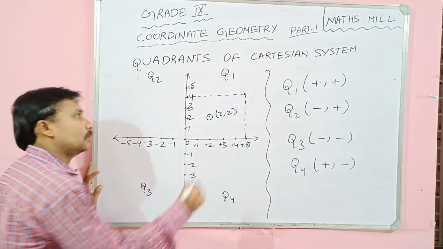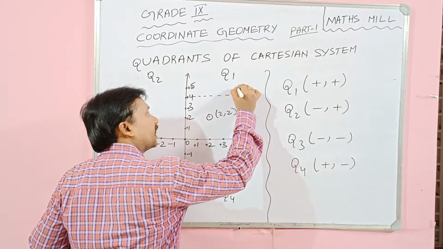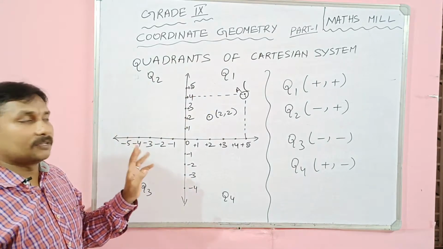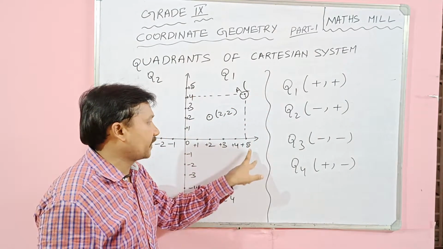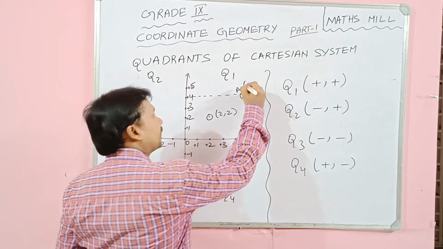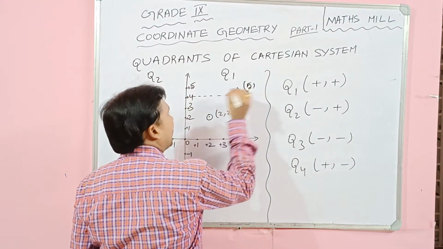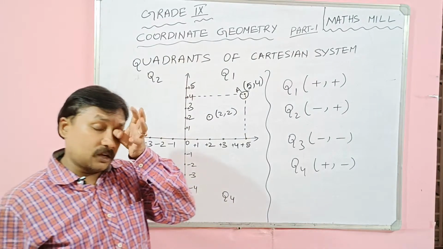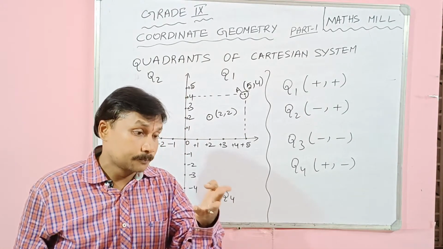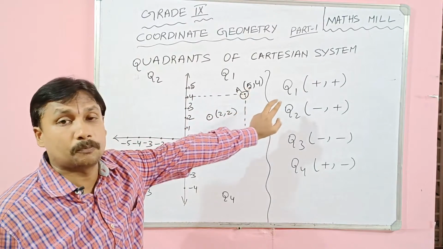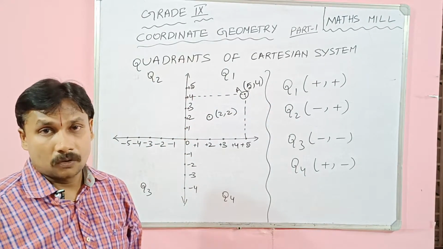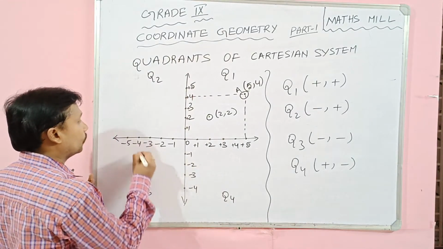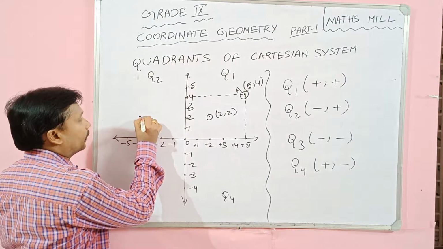This is the point. So this point I can name as A. And how to plot the point: first the x-axis, x coordinate is 5, y-axis, y coordinate is 4. So for any point you take in quadrant 1, both the numbers should have plus. Hope you understood.